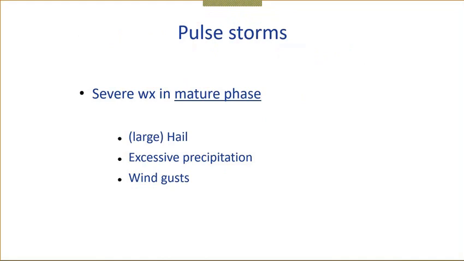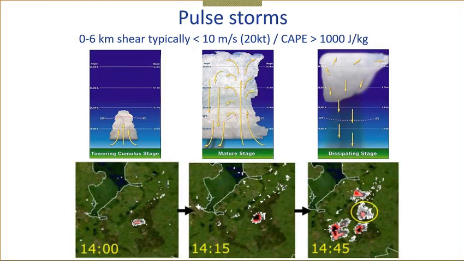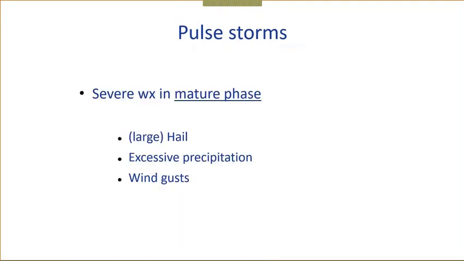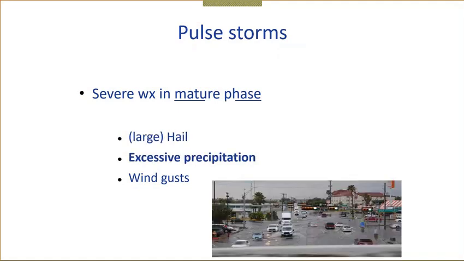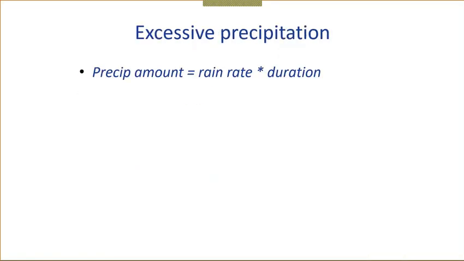So that's a very short duration. But again, when you have CAPE, like in this example, you do have CAPE values above 1000 joule per kilogram. You can have quite vigorous severe weather phenomena, like large hail, a lot of precipitation, and convective wind gusts. Well, I will skip the large hail, but I will pay some attention to excessive precipitation.